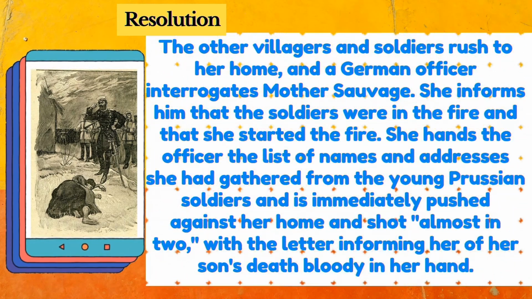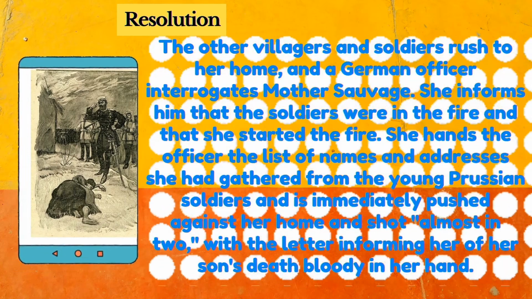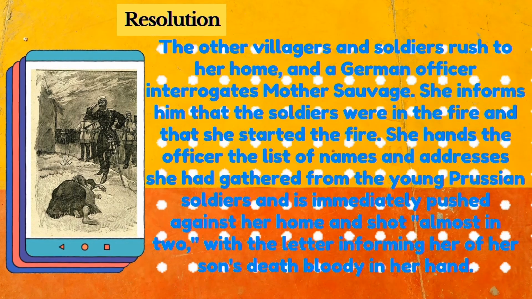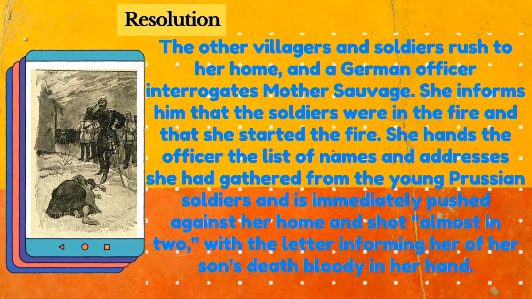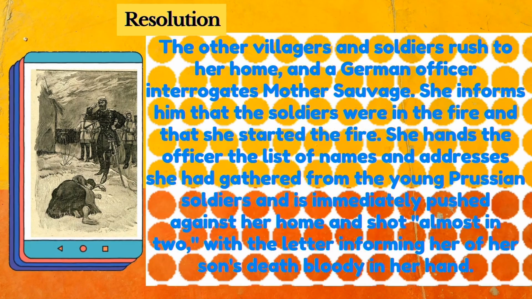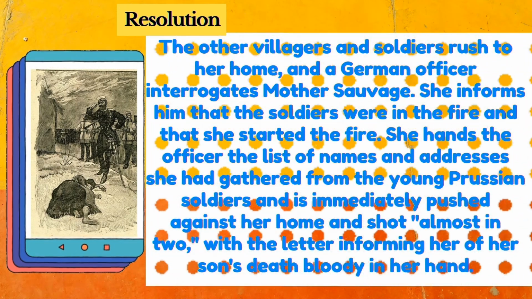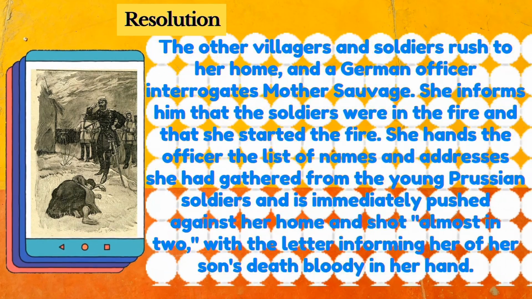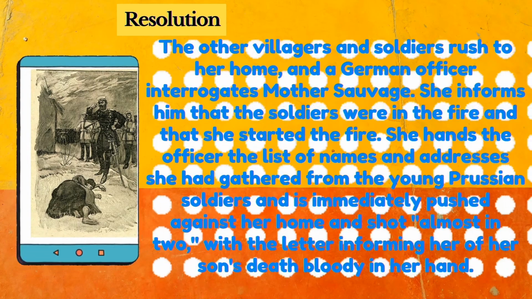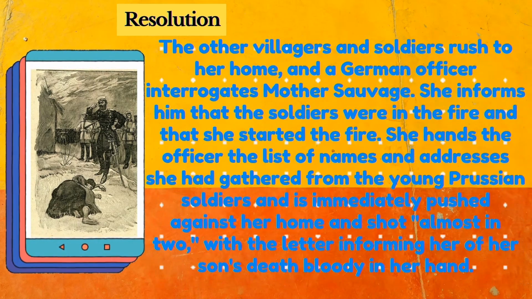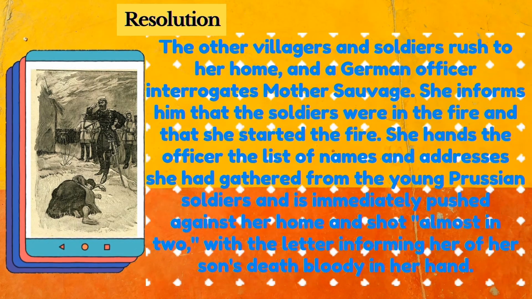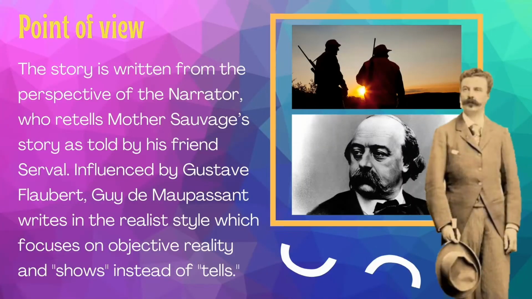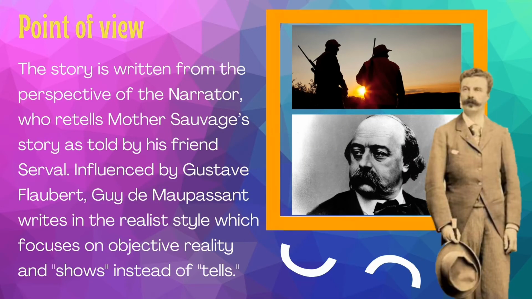She informs him that the soldiers were in the fire and that she started the fire. She hands the officer the list of names and addresses she had gathered from the young Prussian soldiers and is immediately pushed against her home and shot almost in two, with the letter informing her of her son's death bloody in her hand. Let's move on to the point of view in the story.